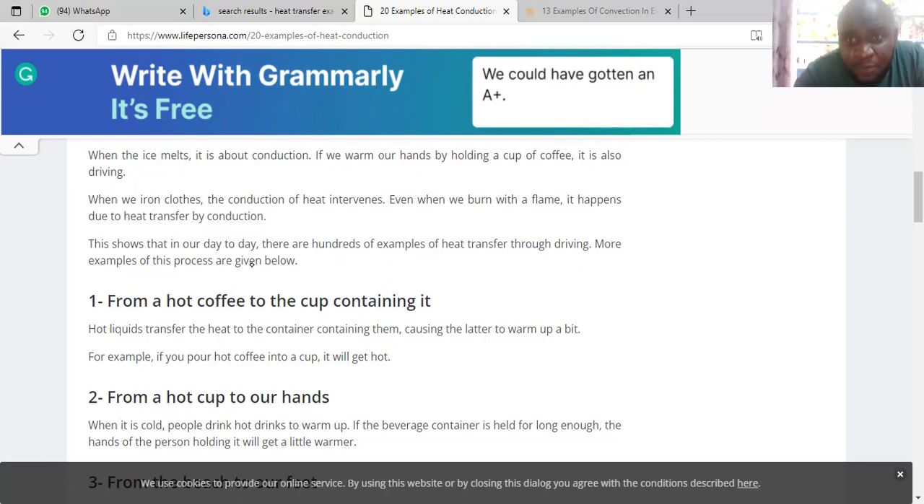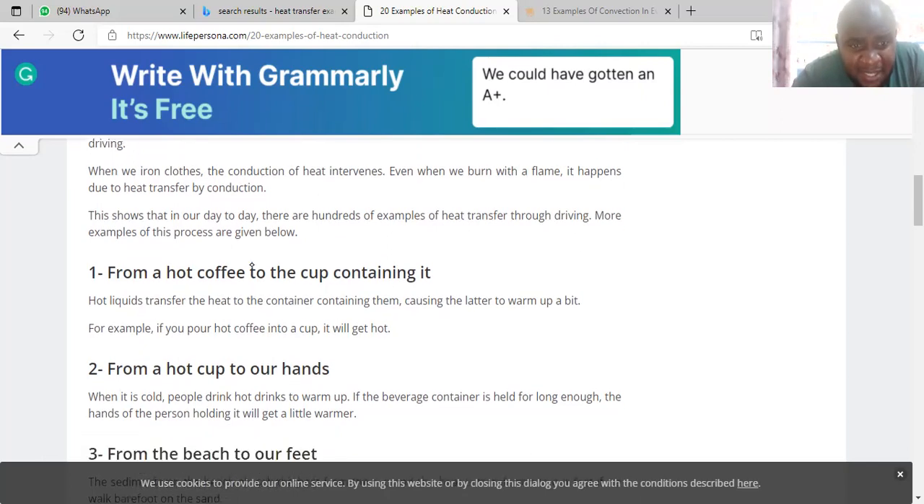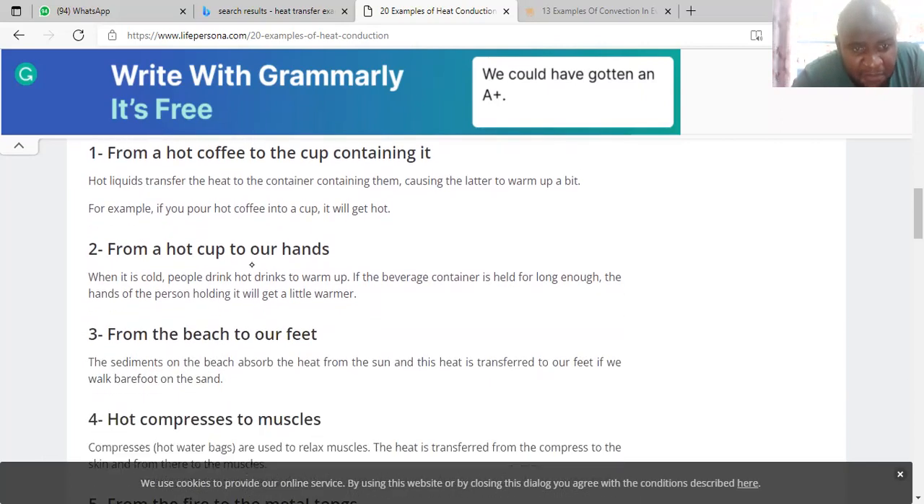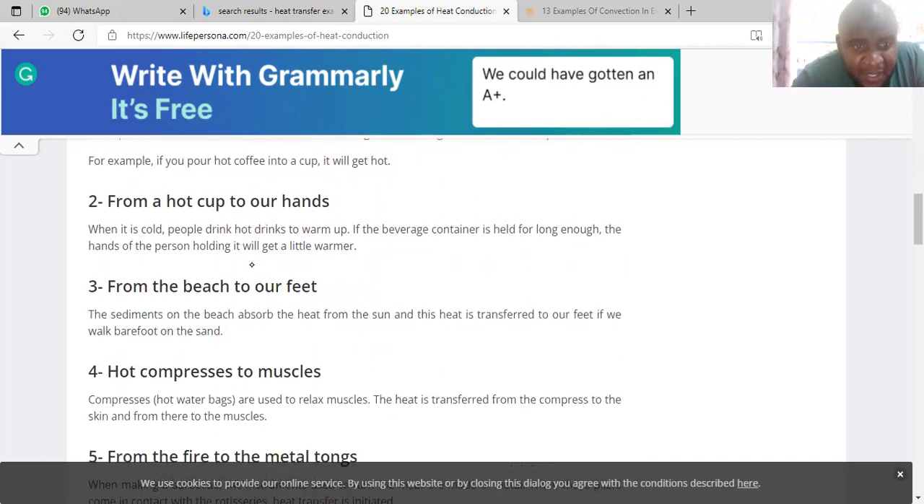Then from a hot cup to our hands, heat is transferred from the hot cup to our hands still by conduction because there is contact between the hands and the cup. Then from the beach to our feet, the sediments on the beach absorb heat from the sun and this heat is transferred to our feet. If we walk barefoot on sand at the beach, you feel the feet are warm. That is the reason.